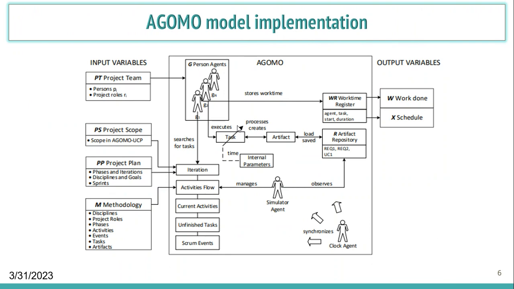There is the AGOMO model implementation design. It has some input variables and output variables. First, the input variables, such as project teams, project scope, project plan, and methodology. Then the process is handled by the AGOMO model. Here are iteration activities, current activities, unfinished tasks, and Scrum events. Then it gives the output variables: work done and schedule.